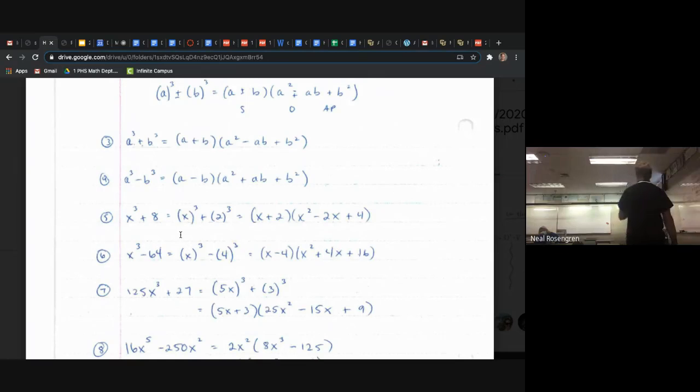A, b, a squared, a, b, b squared. But the signs spell out SOAP. Same, opposite, always positive.